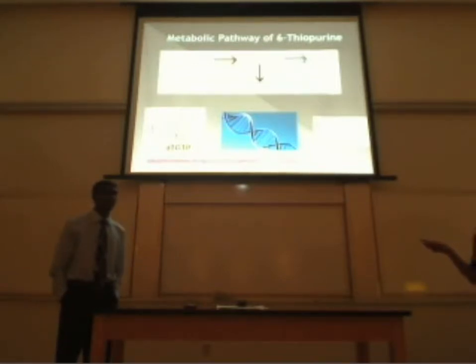When this DTGTP is present inside the cell, it is incorporated into the DNA, which causes cell apoptosis, and thus stops the uncontrollable cell growth that defines cancer.